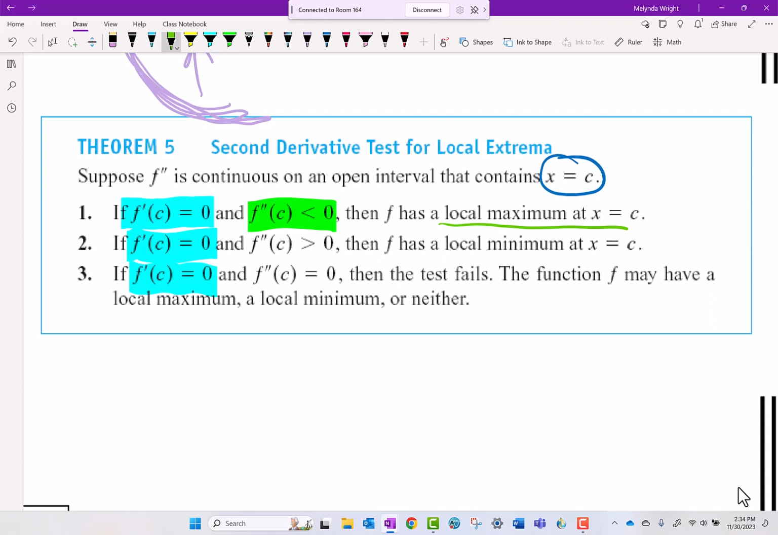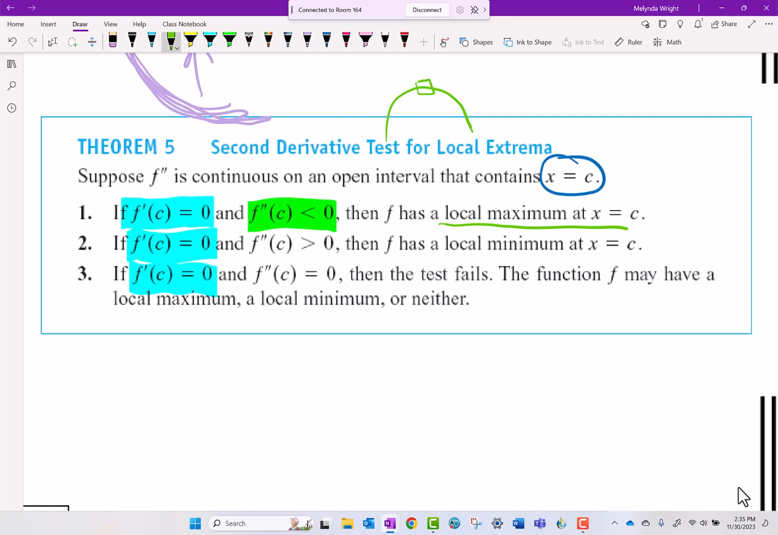Let's think back to what we just learned about concavity. What does F double prime being negative tell us about concavity? Is that concave up or concave down? F double prime being negative. That's concave down. So if I have a concave down and I have a local extrema, it would totally make sense that that location is going to be a maximum, right? That would make sense.